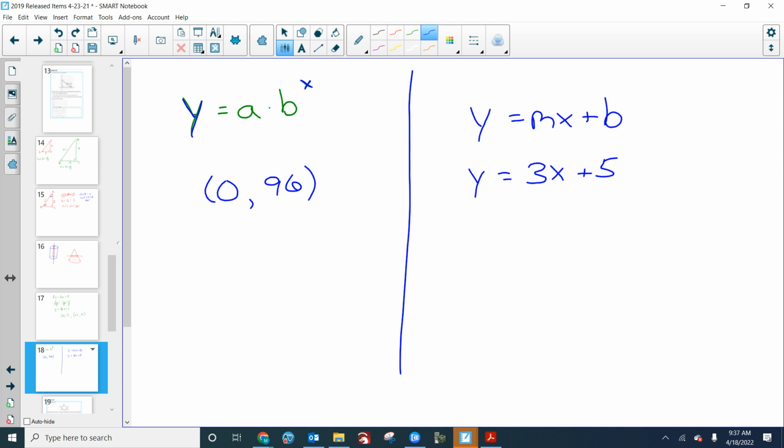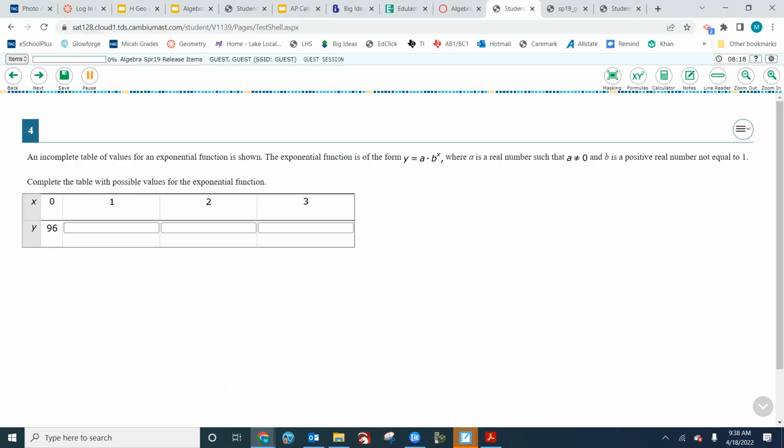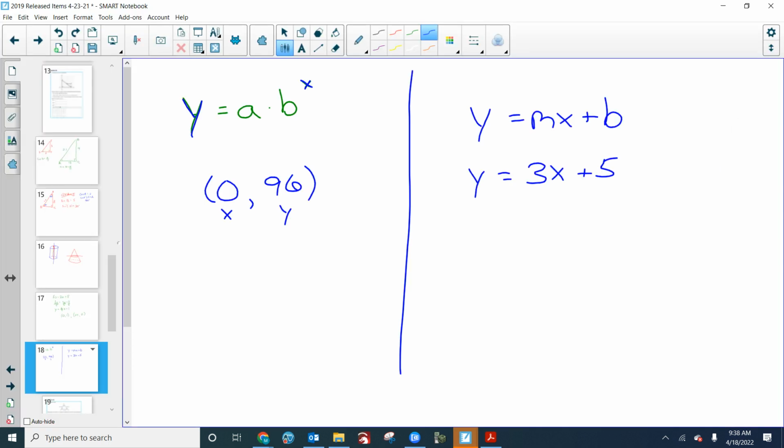Do you agree with that? So what are we doing here? Well, what do I plug in 0 into? A? B? Guys, this is an x and a y, right? Look. X is 0, y is 96. What goes in for y? 96 equals a times b to the 0. Does anybody know what b to the 0 is?